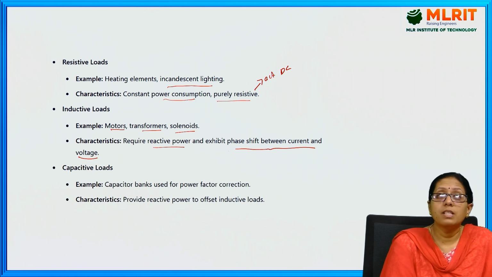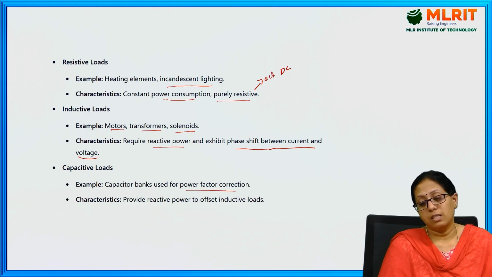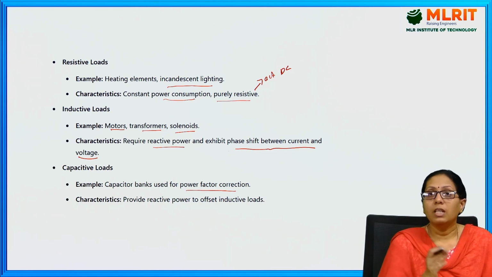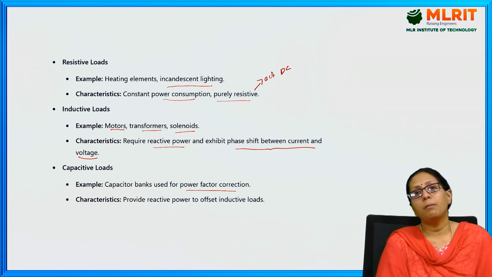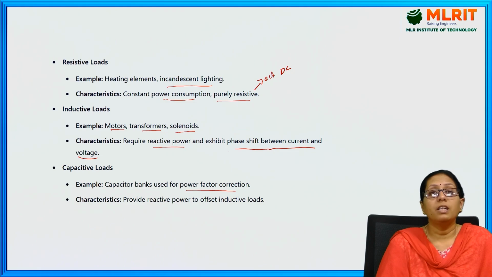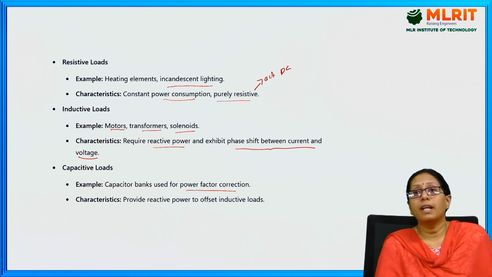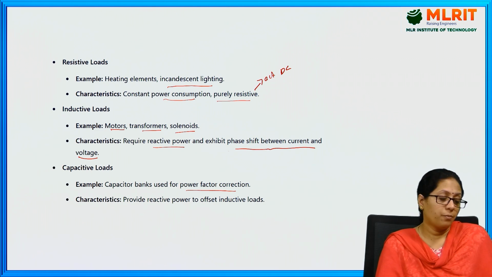The third one is capacitive load. Example is capacitor banks which are used for the power factor correction. In order to improve the overall system efficiency, the power factor should be maintained properly or it should be corrected. In order to correct the power factor, the capacitor banks are being used. So these are the different types of loads, resistive, inductive as well as capacitive.